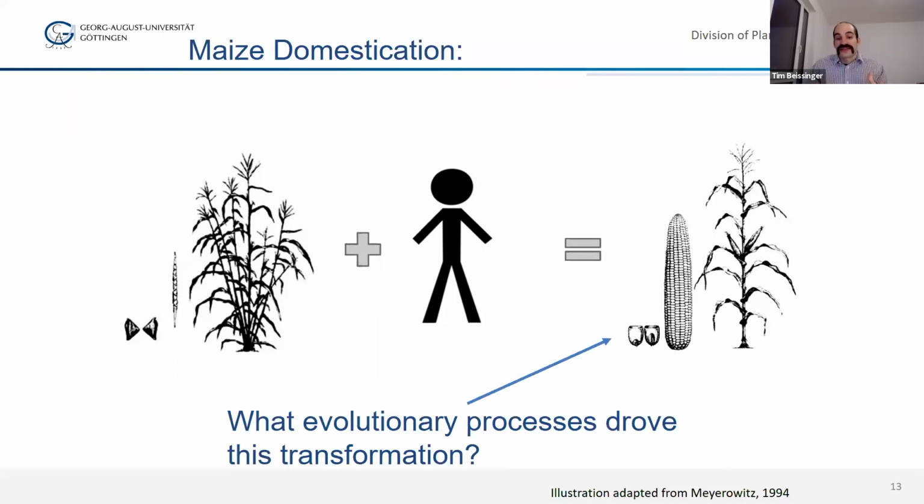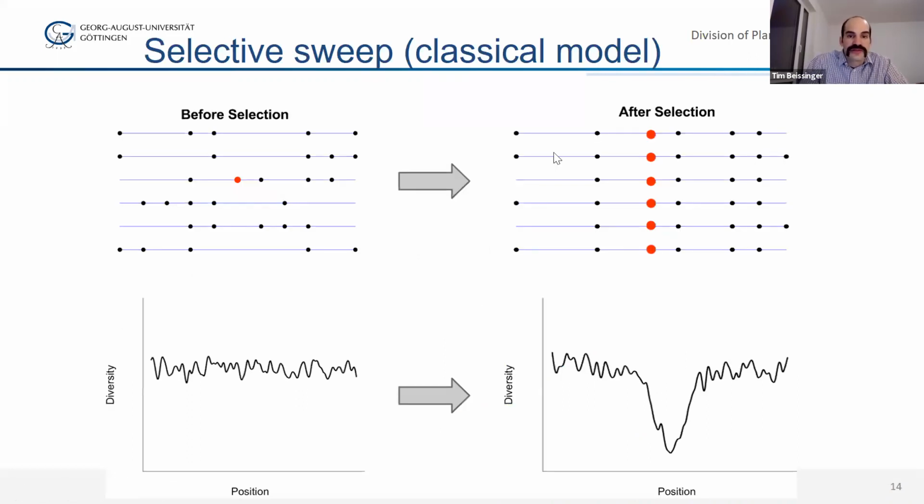Anyway, we can ask the question, what evolutionary processes drove the transformation of teosinte into maize? And one of the first candidates for an evolutionary process that you would think is very important is a classical selective sweep. So I'm going to draw some cartoons of different types of evolution, and this is the first one of these cartoons. The way a classical selective sweep works is, if we imagine here I've drawn a number of haplotypes or a number of chromosomes floating around in a population before selection.